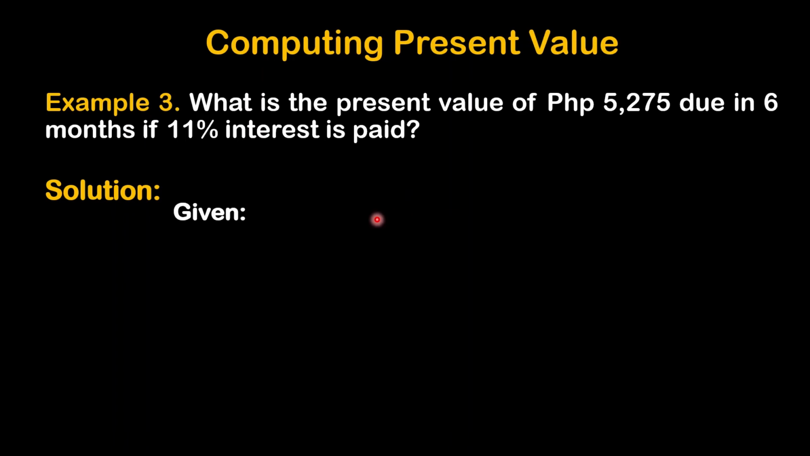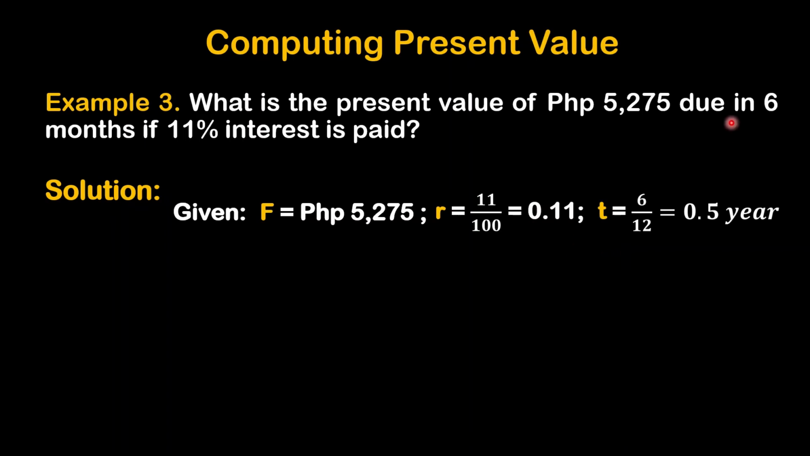Of course, our first given there is the future value, which is equal to 5,275 pesos because this is the amount paid on the due date. And next we have the rate, which is 11%. So to convert this one to decimal, we just divide 11 by 100 and that will give us 0.11. So that means this is the value of our R. And we also have, of course, the T, which is 6 months. Again, since our T is in 6 months, we need to convert that to years because our T is always in years. So 6 divided by 12, that is equal to 0.5 or 1/2 year. So that's the value of our T.